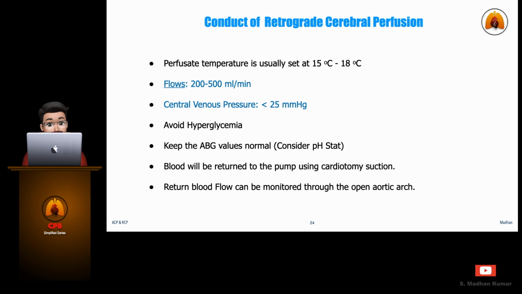How to conduct retrograde cerebral perfusion? The perfusion temperature is usually set at 15 to 18 degrees centigrade. The flow should be maintained between 200 to 500 ml per minute. The CVP should be maintained below 25 mmHg. Avoid hyperglycemia. Keep the ABG values normal, and the blood will be returned back to the pump using cardiotomy suction. The return blood can be monitored through the opening of the aortic arch branch vessels.